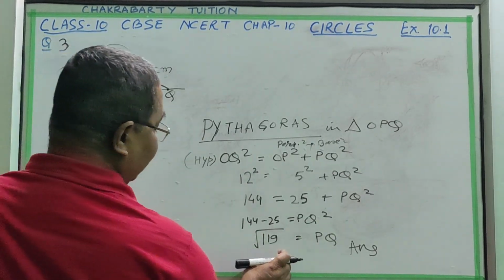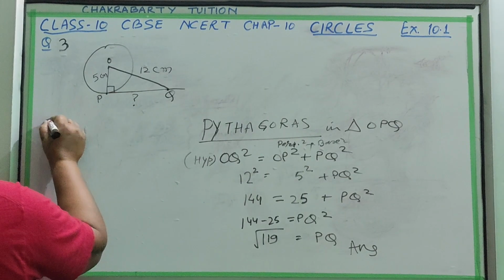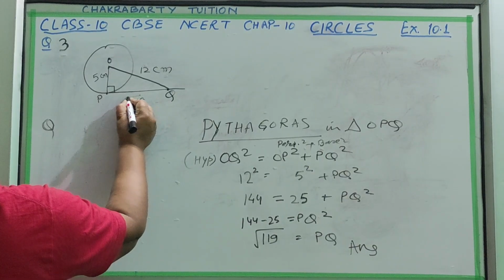We can simplify it, but here it is not required. So this is your answer. The PQ value is under root 119. This is your PQ value.